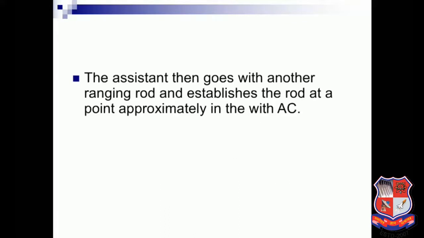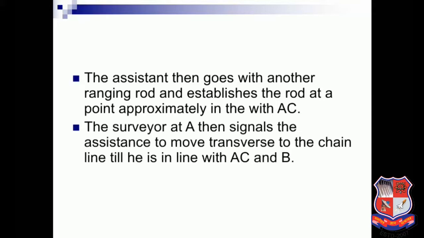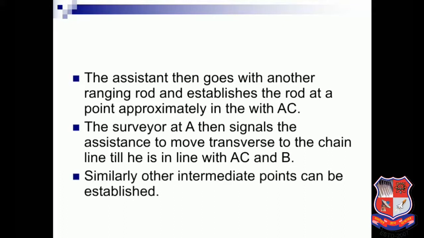The assistant then goes with another ranging rod and establishes the rod at point B approximately in line with AC. The surveyor at A then signals the assistant to move transverse to the chain line till he is in line with AC and B. Similarly, other intermediate points can be established easily.